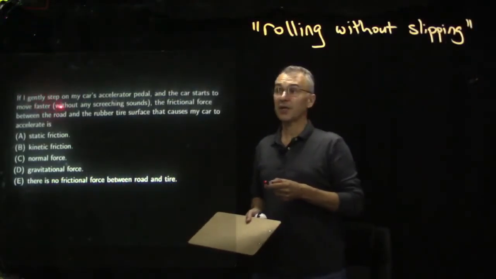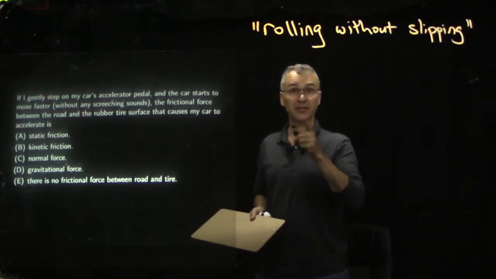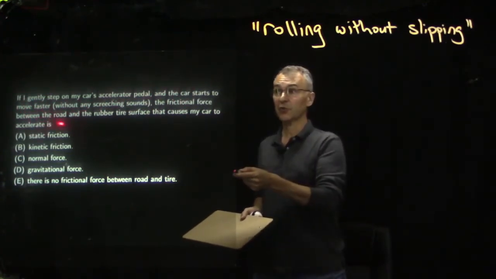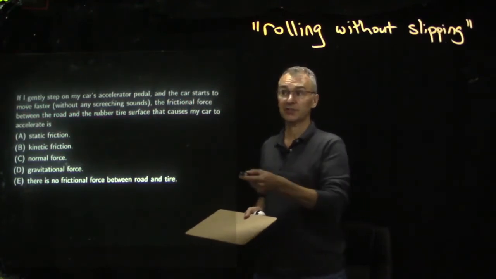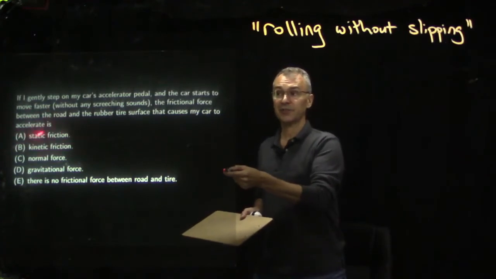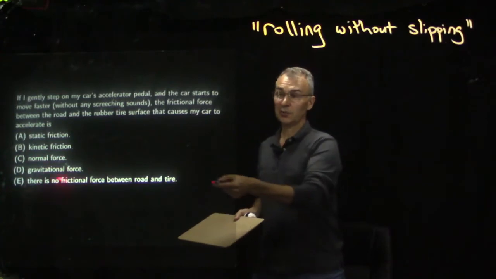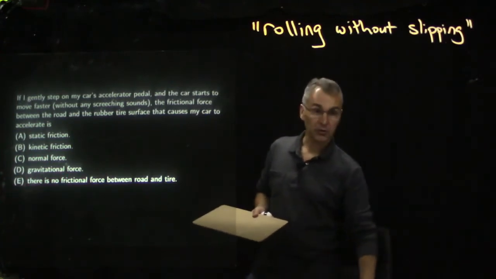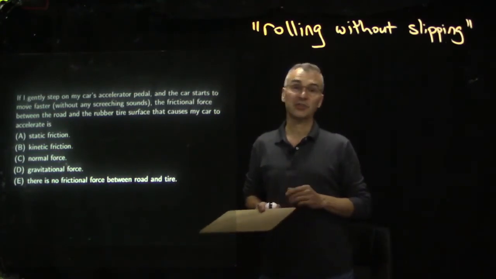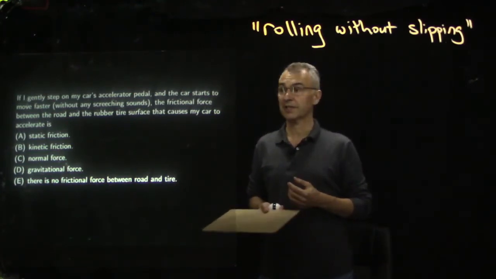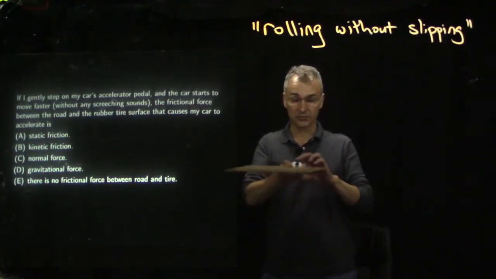If I gently step on my car's accelerator pedal and the car starts to move faster without any screeching sounds, the frictional force between the road and the rubber tire surface that causes my car to accelerate is it static friction, kinetic friction? Is it the normal force? Is it the gravitational force? Or maybe there is no frictional force. Well, on the one hand, I don't hear any screeching sounds, so that would seem to imply that it's static friction, but you might wonder, isn't the car moving? Doesn't that count as relative motion?